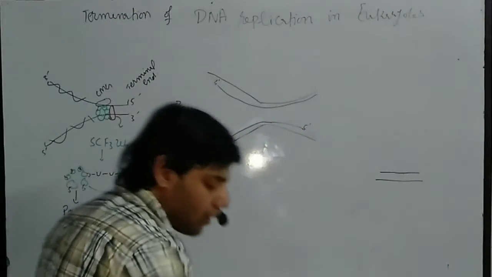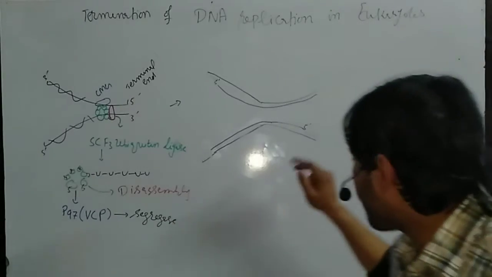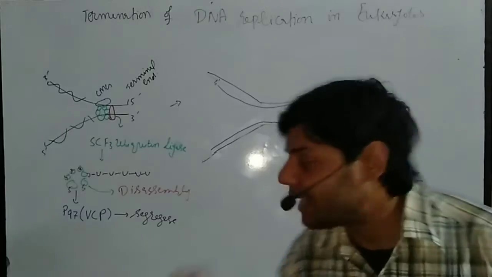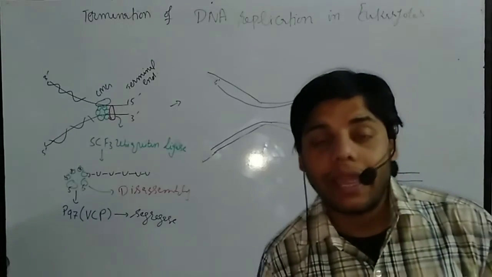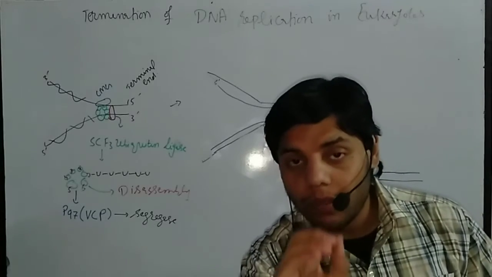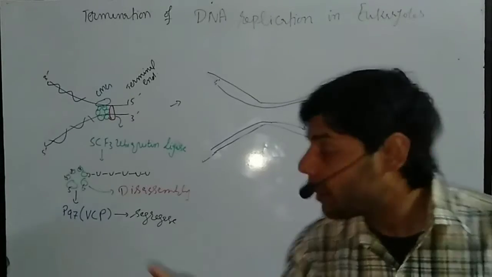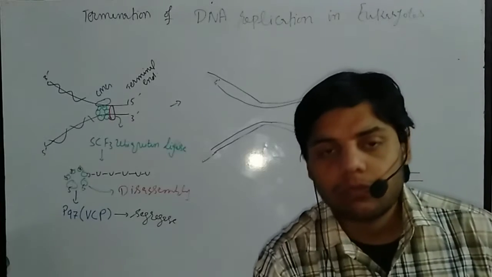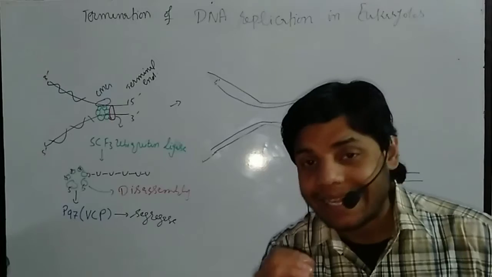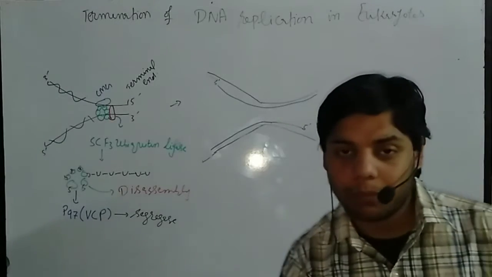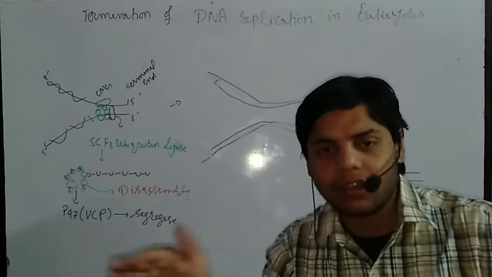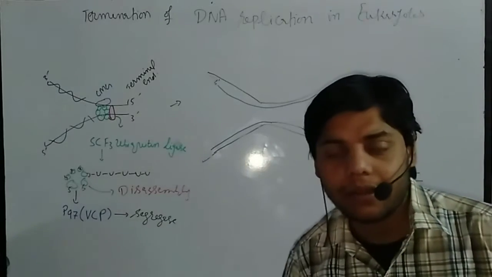But when the primer is removed, how is it possible for DNA polymerase delta to add nucleotides? Because here is the 5' end, not a hydroxyl group or the 3' end. Here is the phosphate group. So how is it possible for DNA polymerase delta to start the process of elongation, or start adding nucleotides? How is it possible at the terminal end?